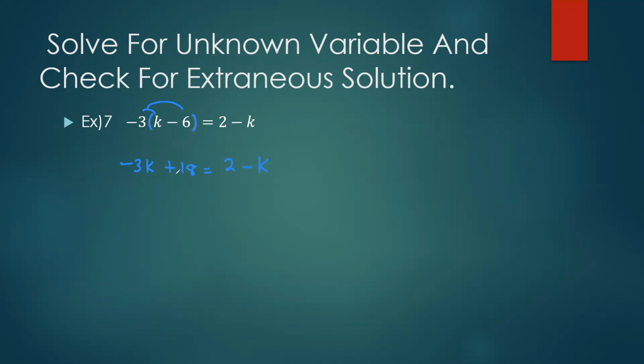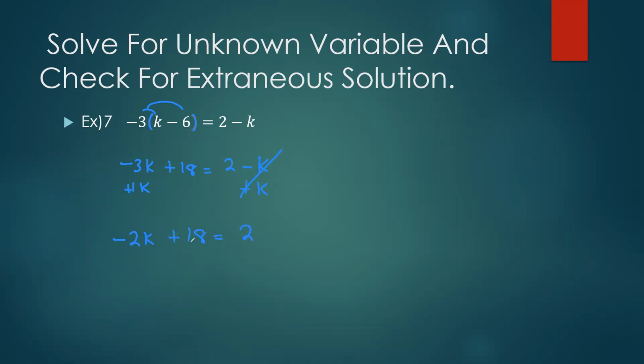Okay, now let's get all the letters and constants on one side. So let's do something different. Let's get all the k's, or the letters. So I'm going to add 1k to both sides. So what is -3k plus 1k? -2k plus 18 equals 2.